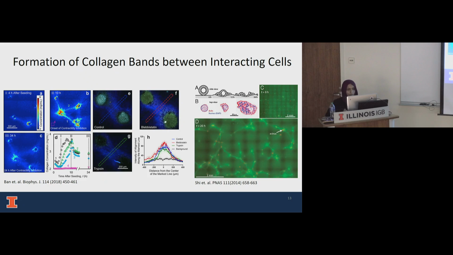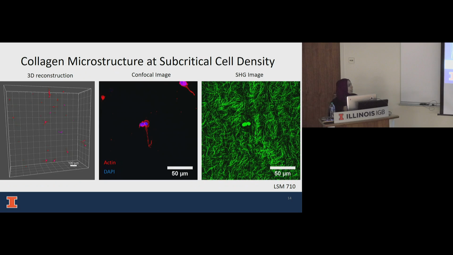However, what was more intriguing was when we did the confocal and SHG imaging for samples below the critical cell density. We were expecting that we would see similar fiber accumulation around individual cells. However, we don't see anything. If you look at the SHG images, the fiber distribution looks rather uniform all around the cells. So there's a sharp distinction in the fiber distribution from the previous image that I just showed.